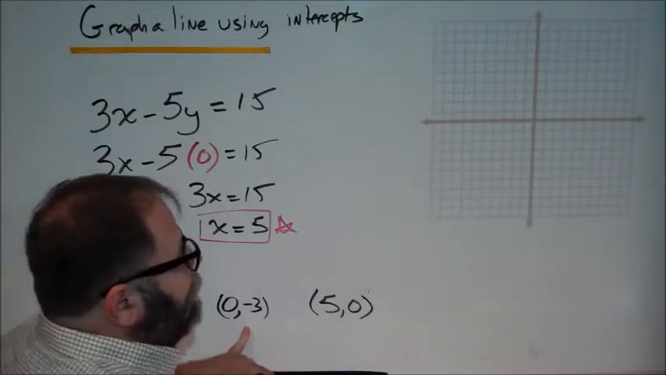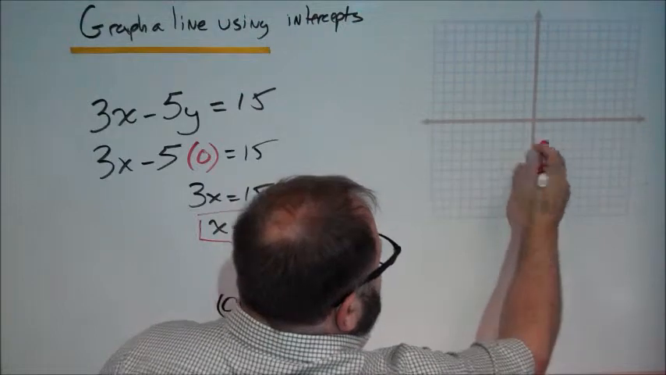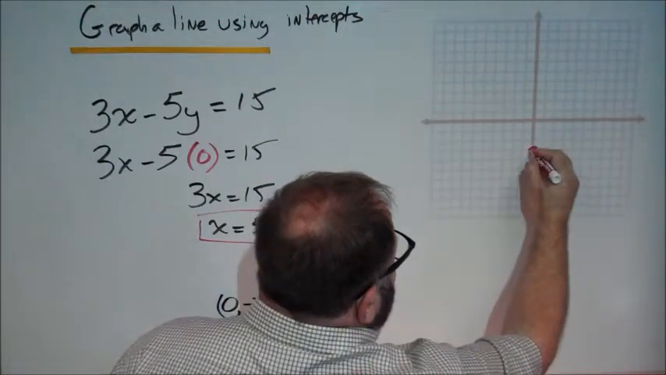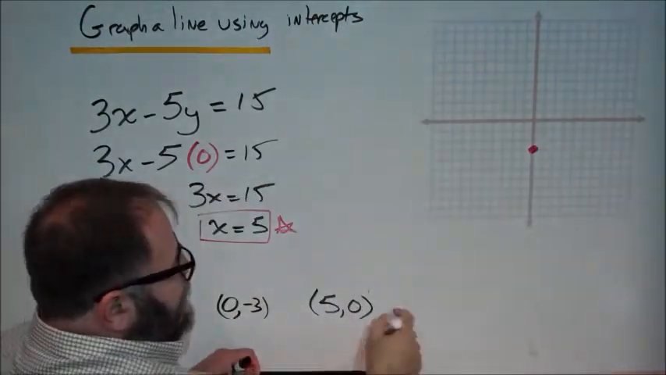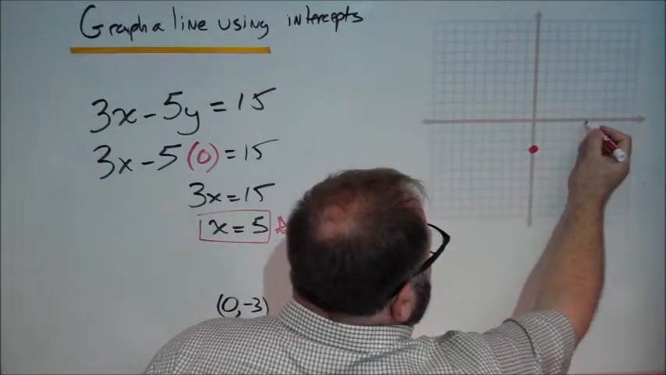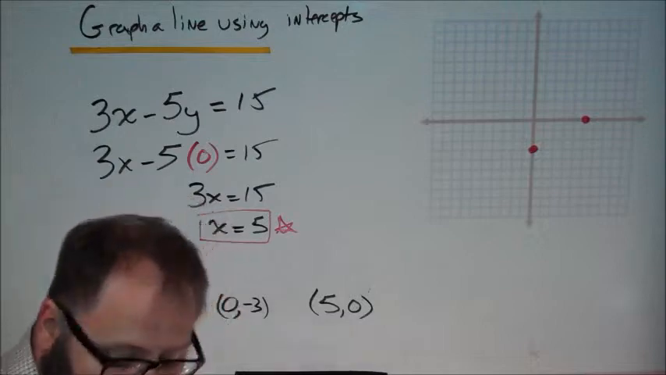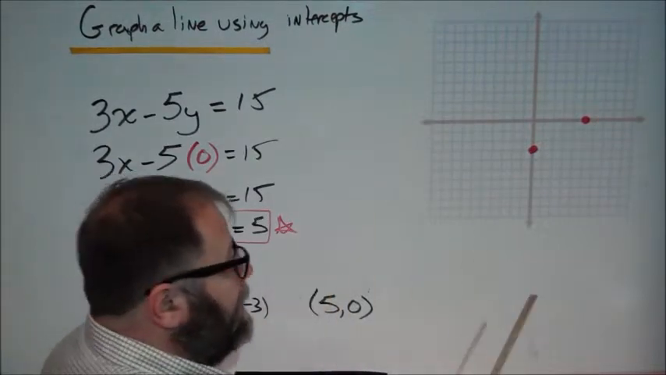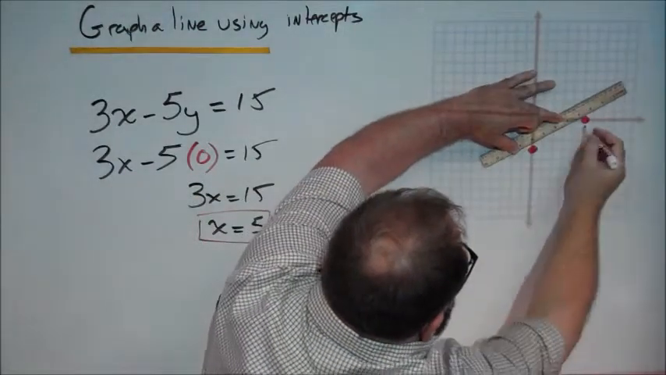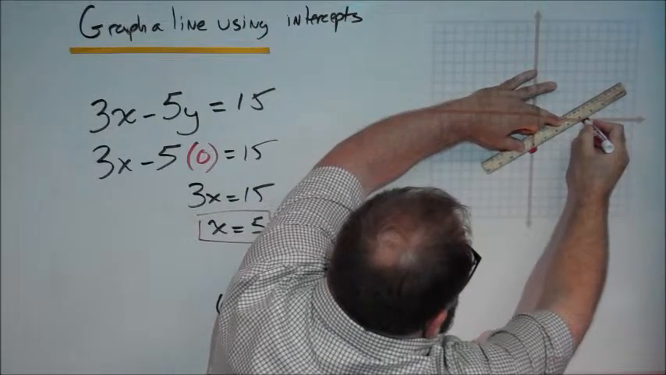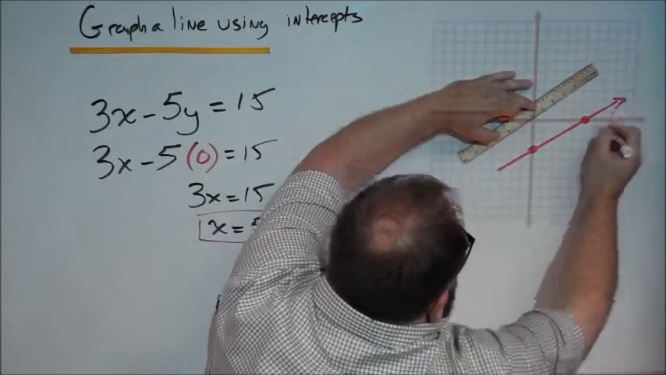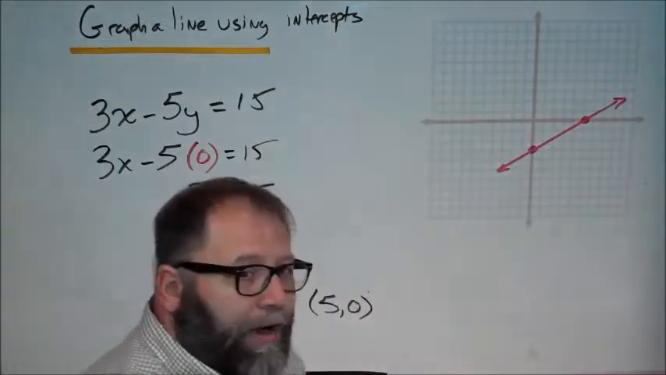I got 0, negative 3: 0 on the x, negative 3 on the y, and then 5 on the x, 0 on the y. 1, 2, 3, 4, 5. Now we have our points. Let me get my handy dandy straight edge. Put this on here, find my corner and my corner, and we've graphed that line.